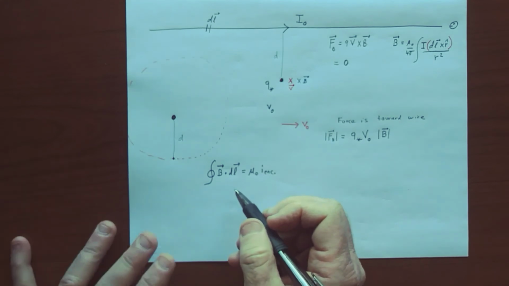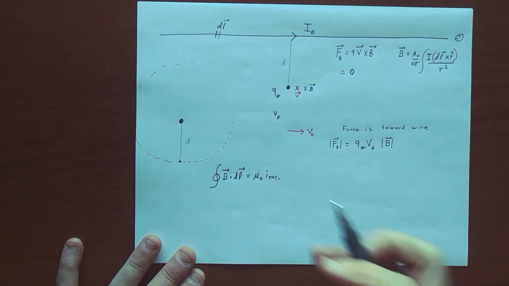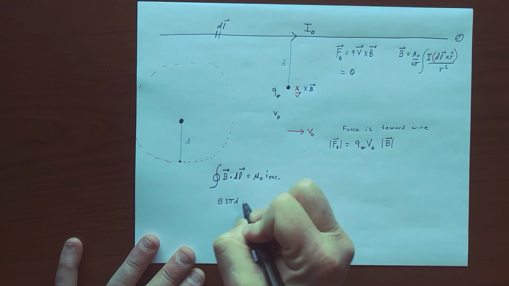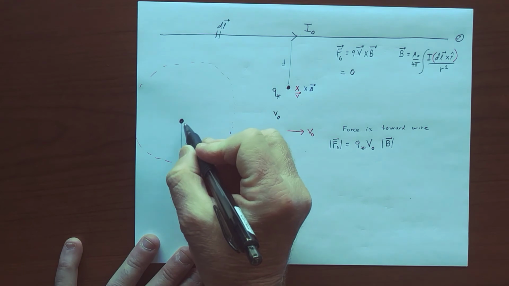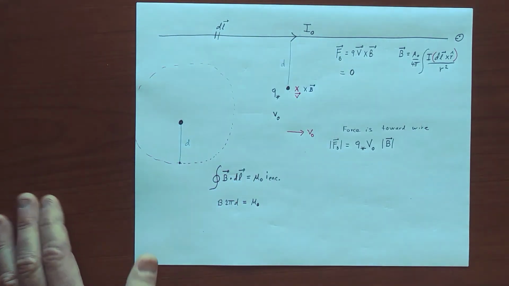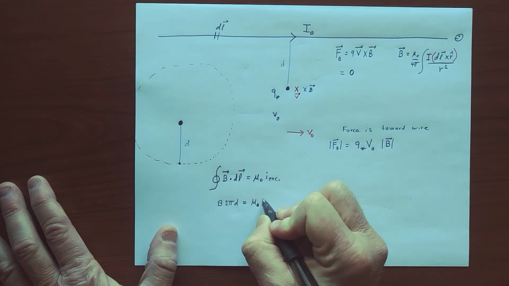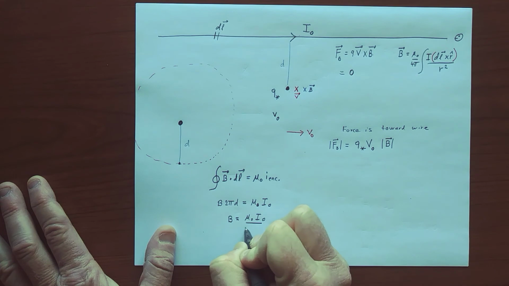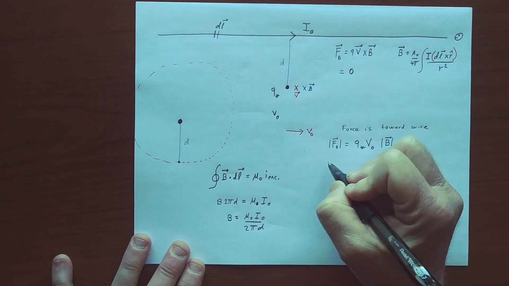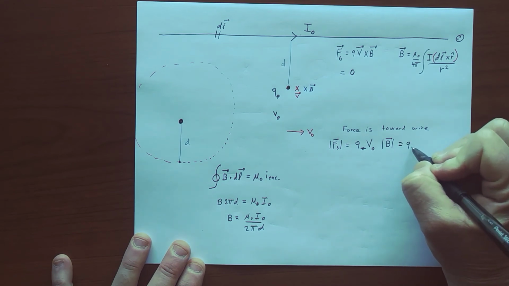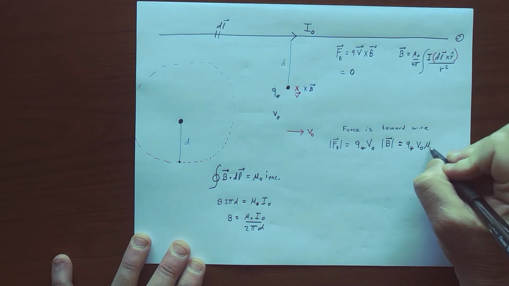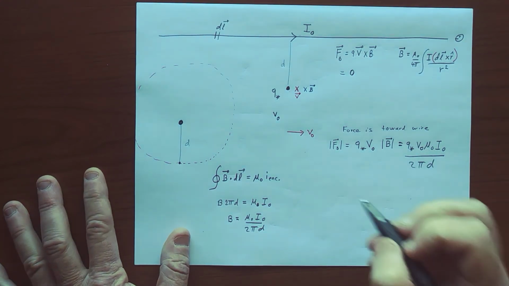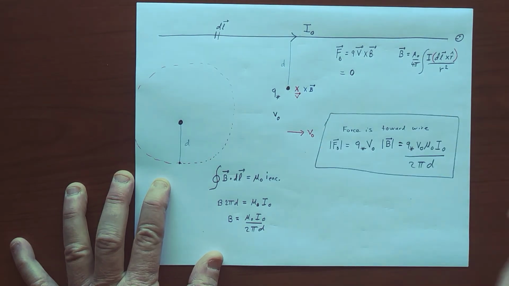And so the left-hand side of this, given the red path that I chose, will reduce to the magnitude, which is the same everywhere, times the length, which is 2 pi d, and the right-hand side is mu naught times the current that's enclosed. This goes through the area that has the red path as the boundary. That's just I naught. So the magnitude of the field is mu naught I naught over 2 pi d. And so we now can write this as Q star V naught times mu naught I naught over 2 pi d. So that's the magnitude of the force at that location, and the force direction is toward the wire.